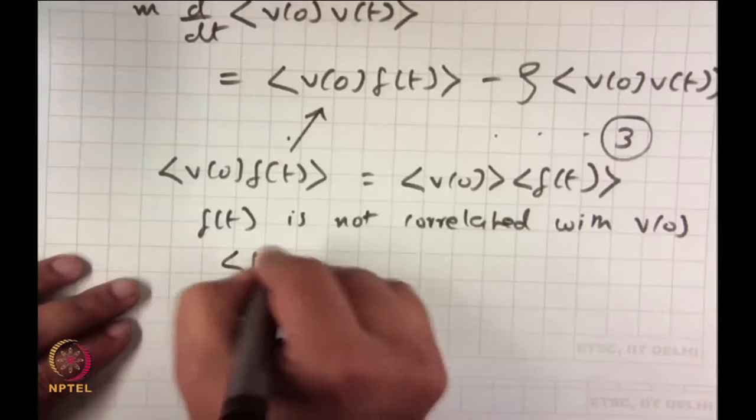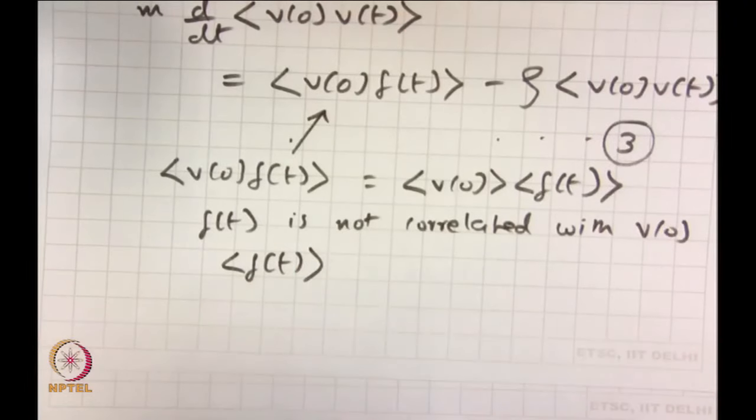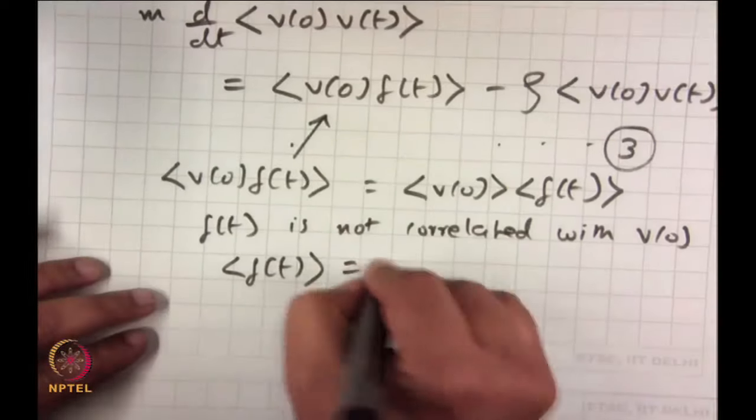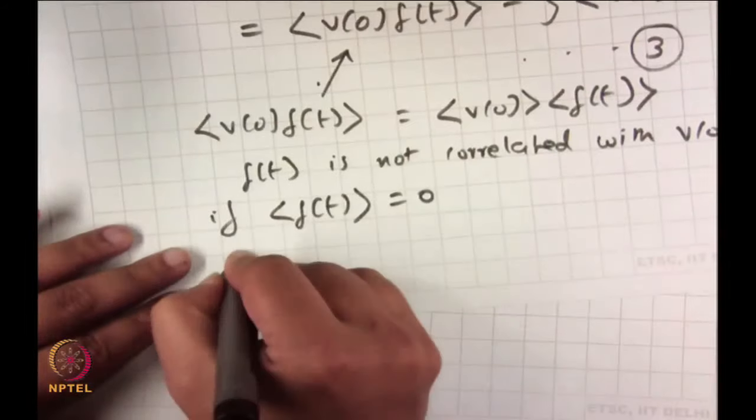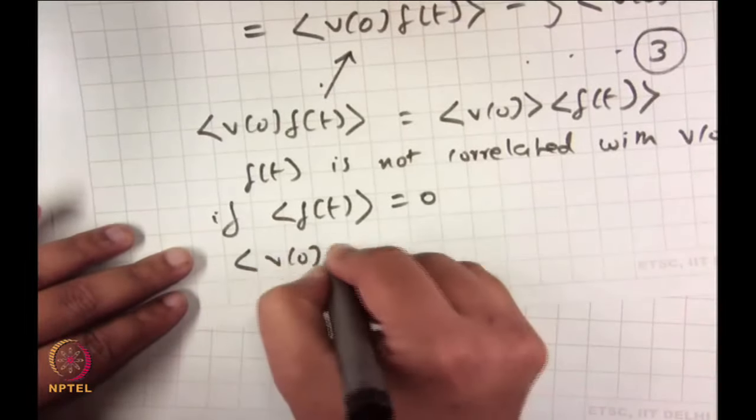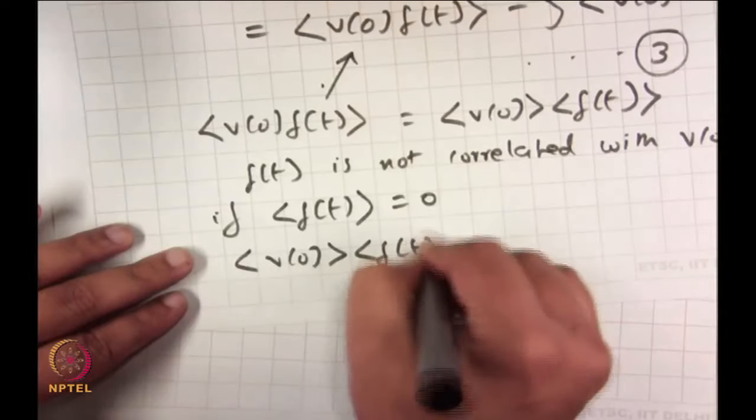What about this factor? What about f(t)? f(t) was 0, right? That is what we defined. This is my randomly fluctuating force, and when we take the ensemble average, that is 0, right? That is what we started with, remember, my random force. So, if the average of f(t) is equal to 0, then V0 times f(t) is essentially equal to 0.